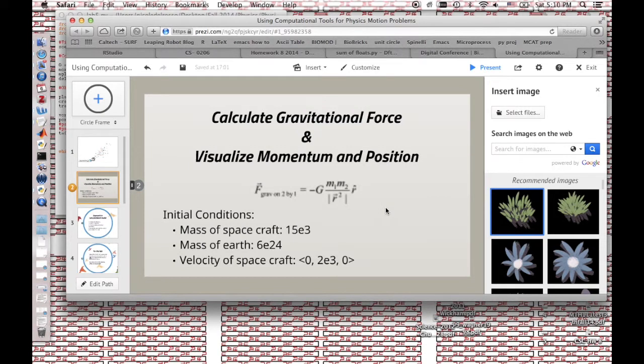I was using this equation, where my net force, or rather the gravity force, on one object by another is the gravitational constant times the two masses divided by the position, multiplied by the position vector. And I'm starting with a few initial conditions, such as these.